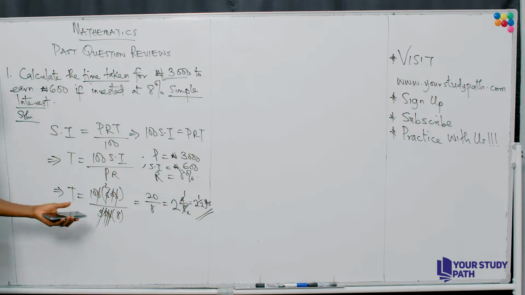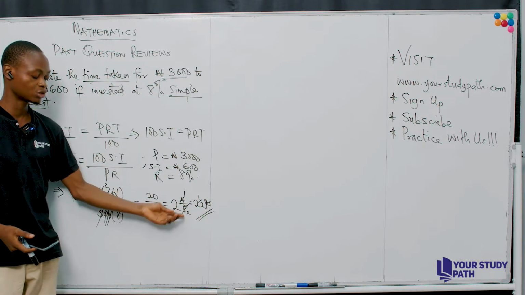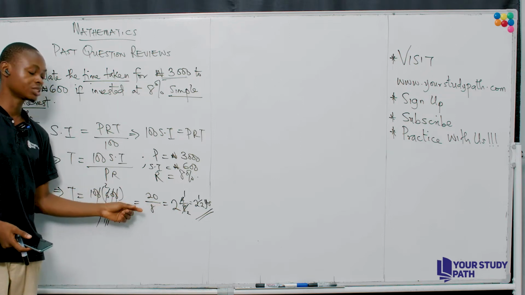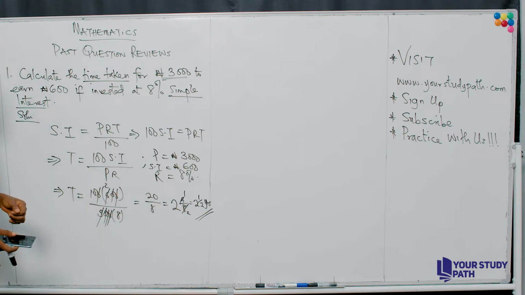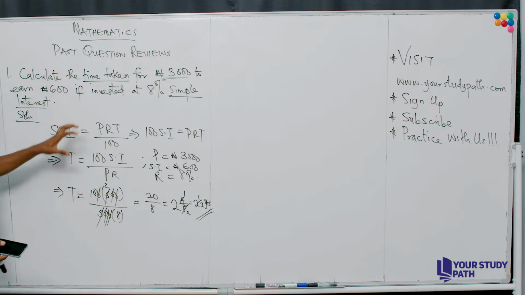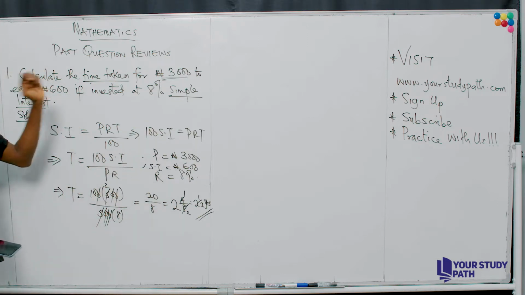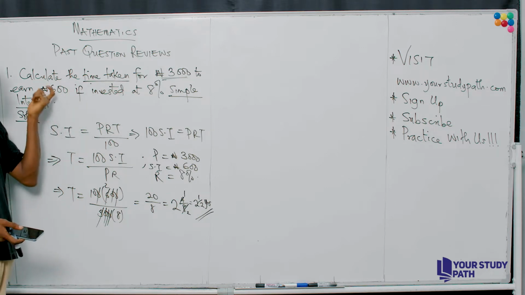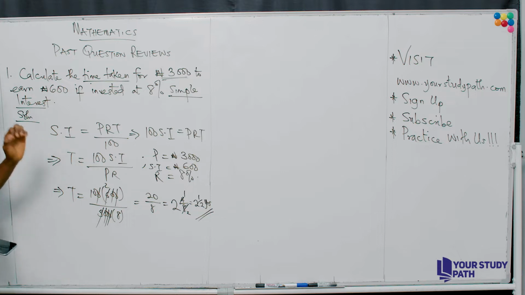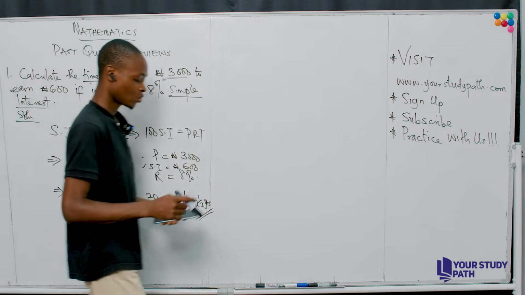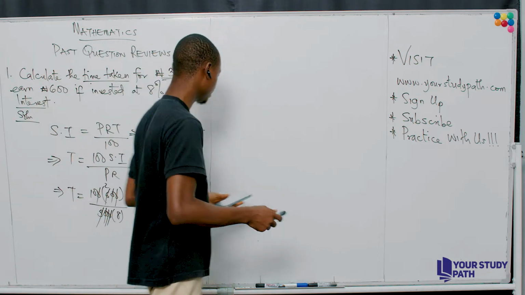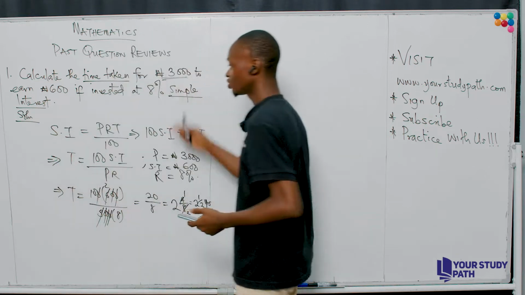Of course, just as we mentioned, you can either divide it to lowest terms here or divide it to lowest terms here. I assure you, you will obviously arrive at the same answer. So it means that it will take 2.5 years for 3,000 naira as capital to provide an interest of 600 naira if it is invested at 8% on that simple interest. Okay, that gives us the first solution for today.